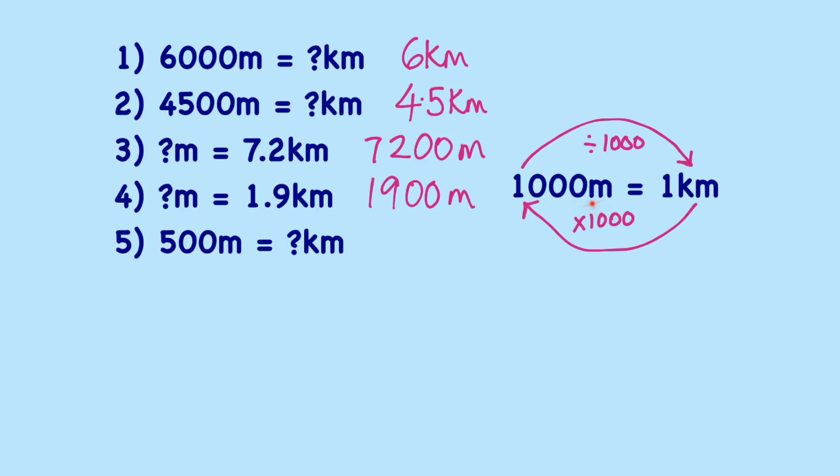So if I have metres, I want to turn it into kilometres, I need to divide by 1,000. So 500 metres divided by 1,000 is 0.5 kilometres. We can check that because we know that there are 1,000 metres in a kilometre, so 500 is going to be half, and that's our decimal for a half.